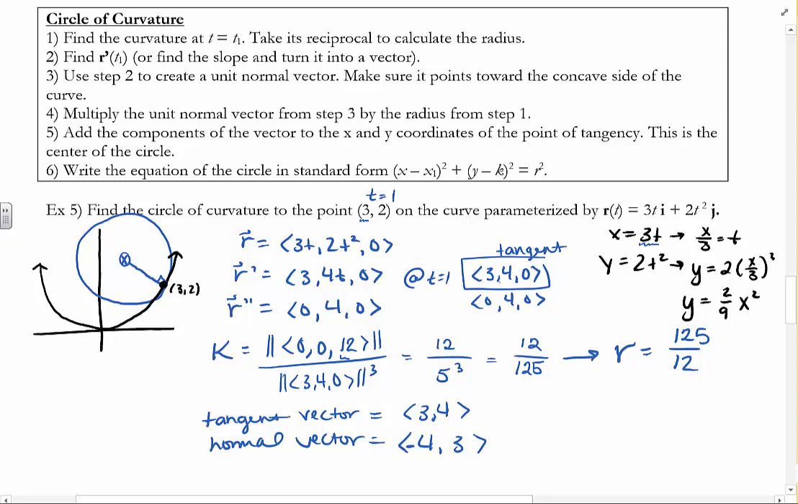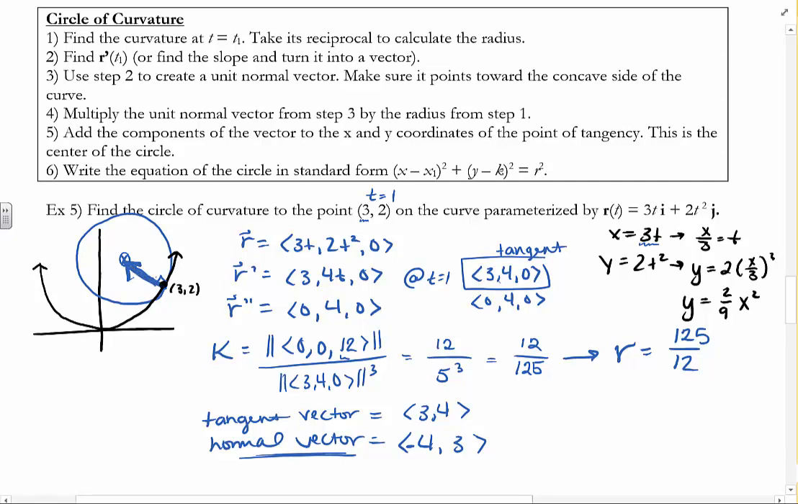Now, there's my normal vector, but that's just a normal vector. I want to take this thing, negative 4, 3, which points in some direction, but doesn't give me the magnitude I need. I need to make that be only as long as I need it to. I need it to be exactly this long.